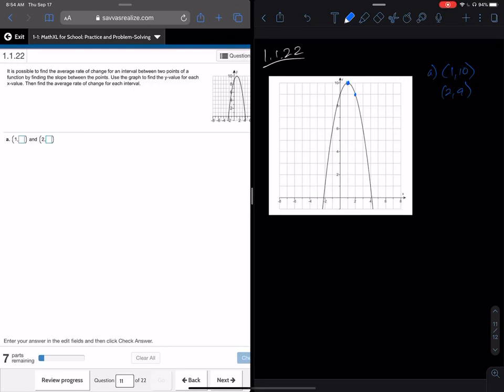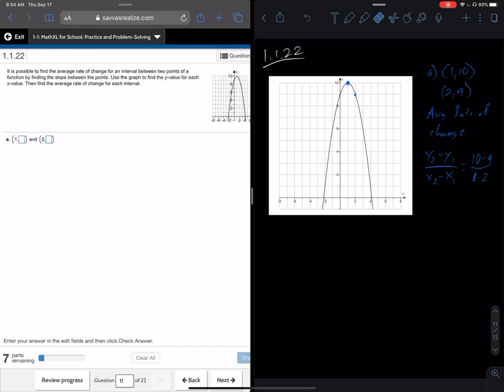Next, use the graph to find the y value for each x value, and then find the average rate of change. So to find the average rate of change, we're going to use the slope formula. Okay, so the average rate of change is our slope formula, y2 minus y1 over x2 minus x1. So in this case, we would have 10 minus 9 and 1 minus 2.